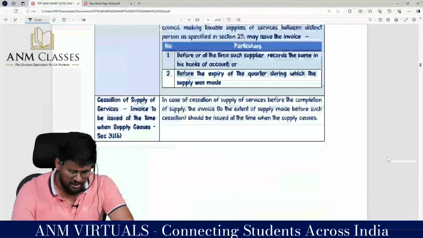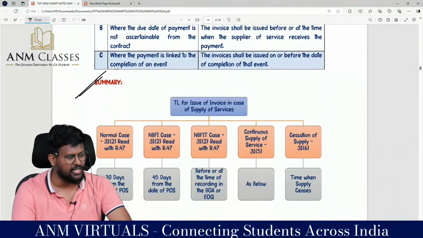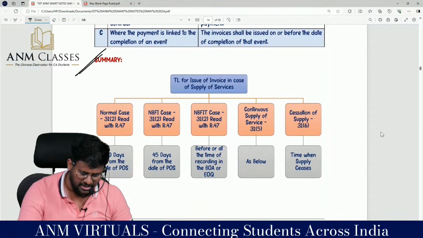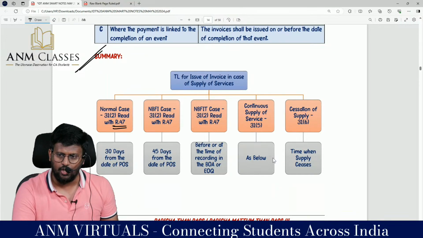Right? Yes, sir, when you are supposed to raise the invoice, if you are a supplier of services, shall I come to the summary? Yes, time limit for issue of invoice in case of supplier of services. Normal case, 31 subsection 2 read with rule 47. 30 days from the date of provision of service.